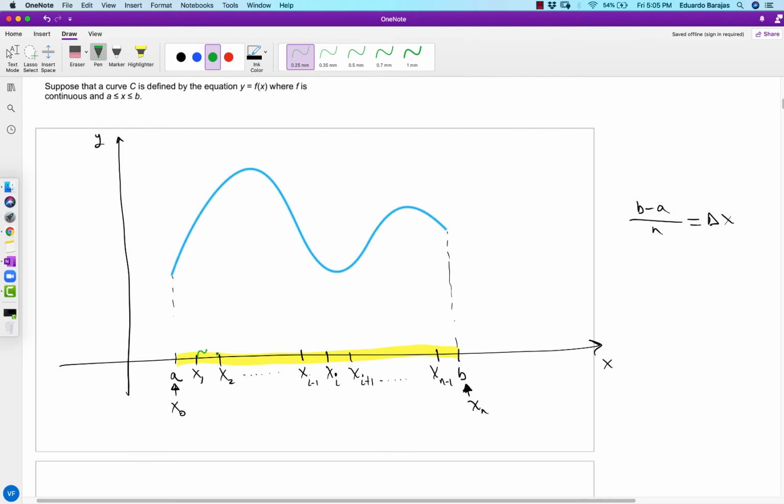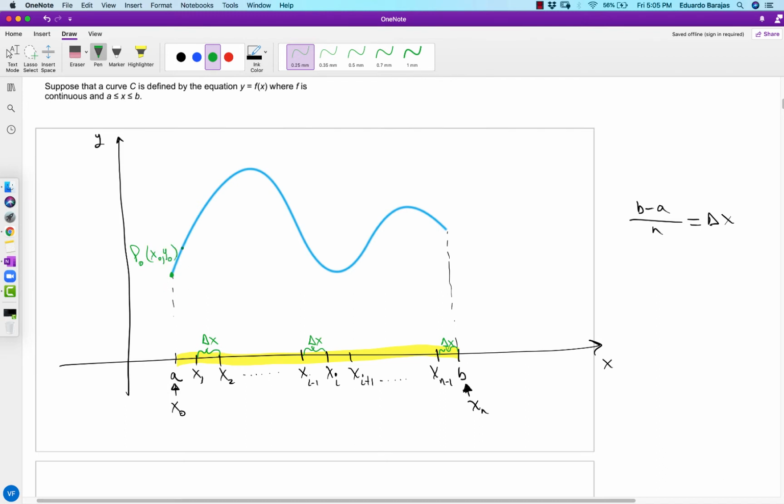So this little gap right there, this is delta x. And this little gap right here, this is delta x. And this little gap right here is also delta x, right? So they all have the same gap between them. Okay, and then this will lead to a point right above. This will be point naught, which is x sub naught comma y sub naught.